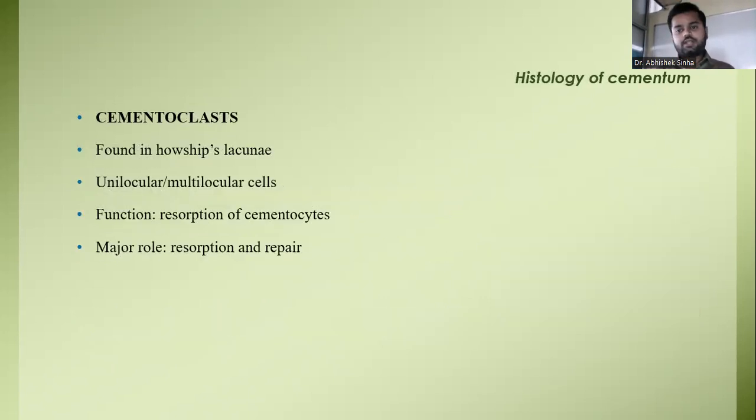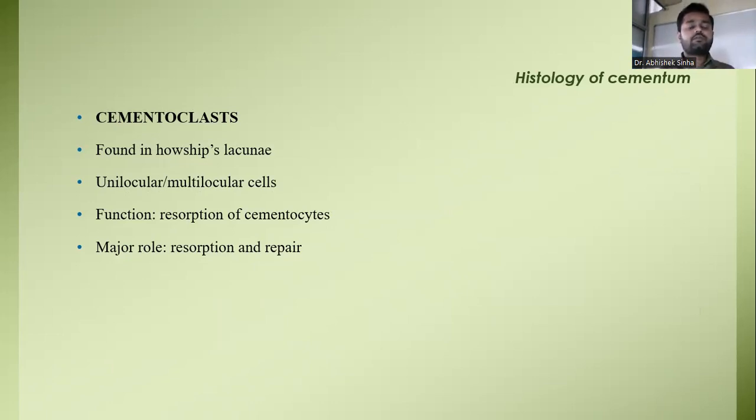Coming to cementoclasts. Now blasts are the forming cells, so clasts are the resorbing cells. They'll remove excess cementum or whatever the role is. If it is an osteoclast, it will remove bone. If it is a cementoclast, it will remove cementum. If it is a fibroclast, it will remove the fibers. Right? Though there is nothing called a fibroclast as such. Okay, fibroblast has a dual role.